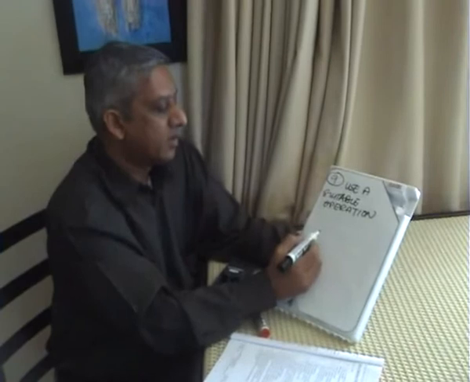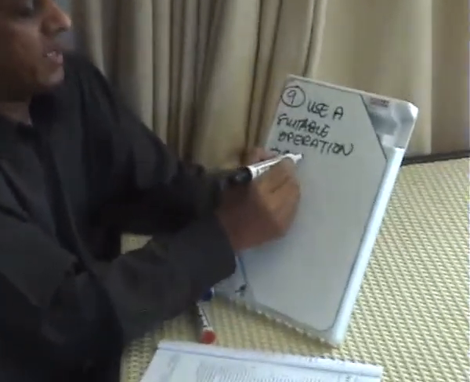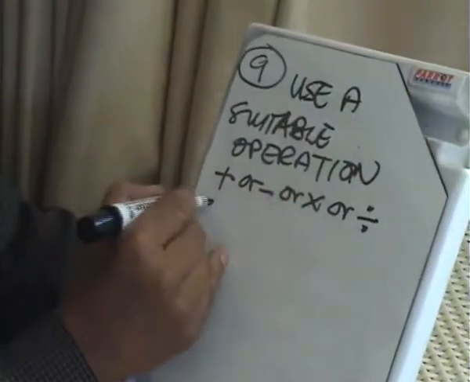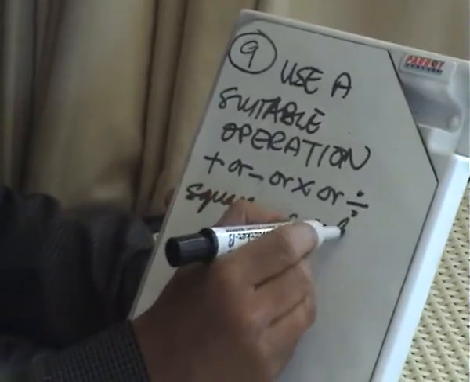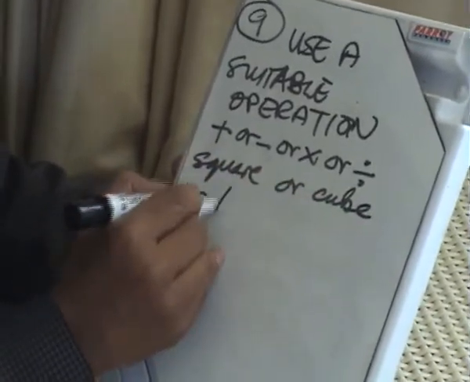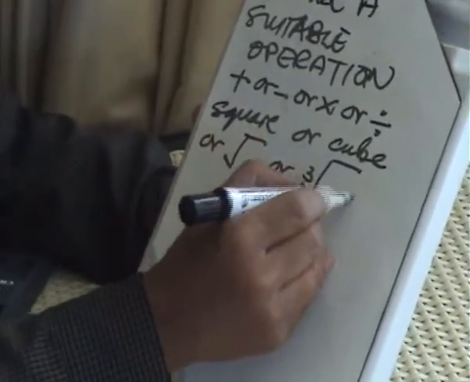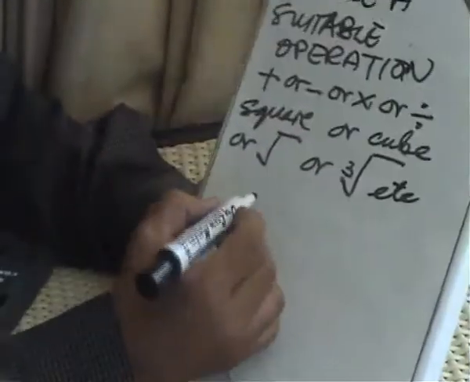So what do we mean? We are saying that you can either add or subtract or multiply or divide or square or cube or find square root or find cube root, etc. These are all your operations and you have a right to use them.